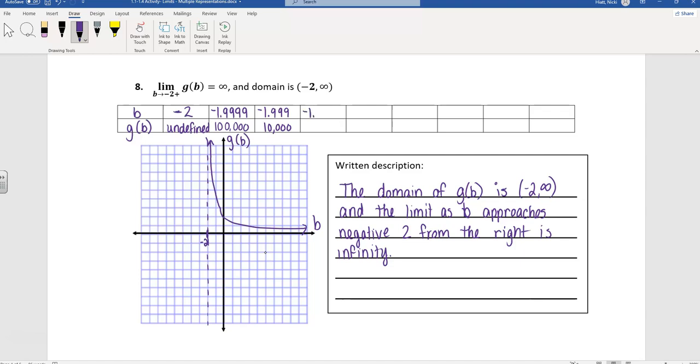If I do negative 1.99, again, it's got to be less. It doesn't matter really how much less. I'm going to go 1,000. Negative 1.9, maybe that's 100. At this point, we still have 4 more boxes to fill in.